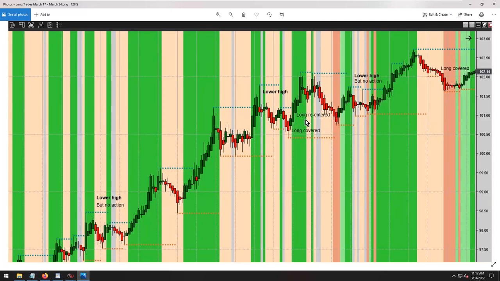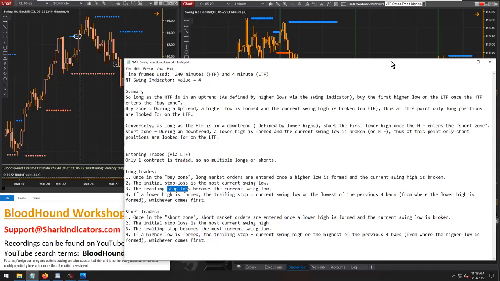And then it says long re-entered. However, we don't have a higher low. We have a lower low, not a higher low. So this long re-entered looks incorrect. According to those simple instructions, I don't see a long re-entry around here. It looks like we don't get one until way over here. So we do have higher lows, and then we finally get a high broken, and so we're back in the trade way back over here. So, all right. Yeah, I think that does it.